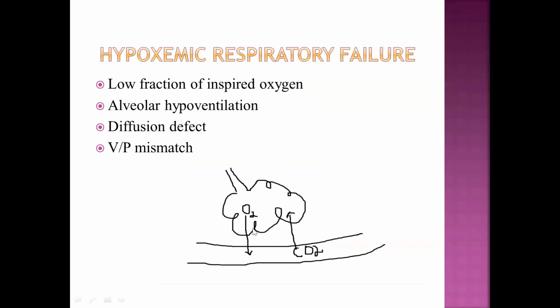This is a normal alveolus and this is a pulmonary blood vessel. Oxygen goes to the pulmonary blood vessel and CO2 diffuses back. This diffusion is directly proportional to the area of diffusion and the partial pressure of the gases, and inversely proportional to the thickness of the membrane. So this diffusion can be affected in parenchymal diseases, and it can cause hypoxic respiratory failure. Next would be ventilation perfusion mismatch.